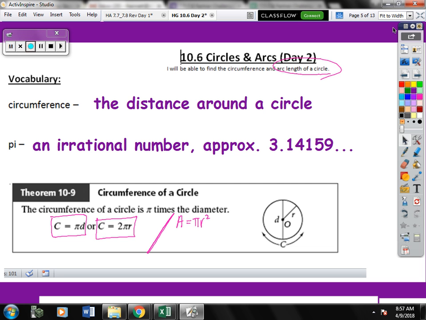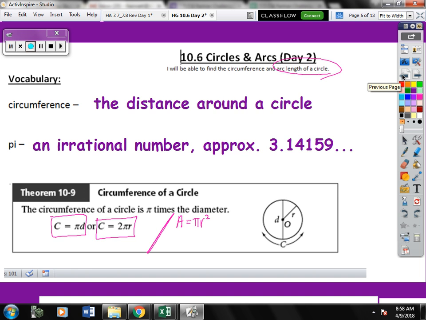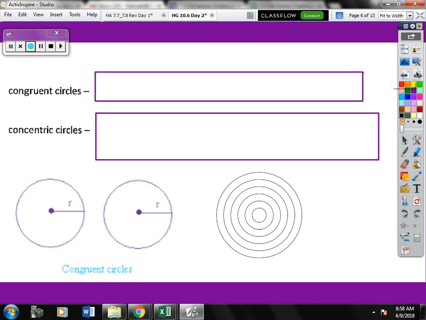So the first couple problems just ask us to find the circumference. We are going to practice leaving the answer in terms of pi, which means you're going to leave pi in your answer. Oops. Oh, I have two more vocabulary words first, I'm sorry.